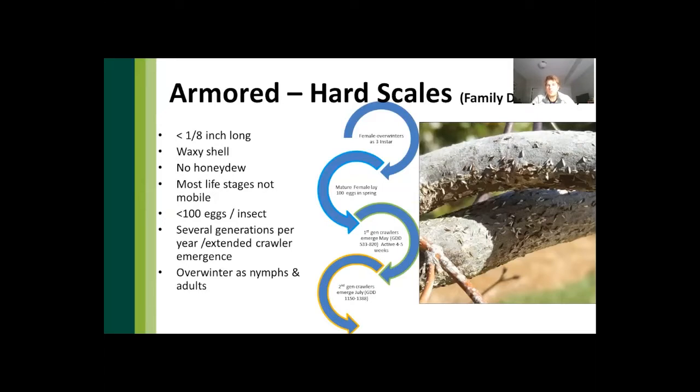But most life stages, they're not mobile, so they aren't moving as much. And you'll also notice they don't lay as many eggs typically per female. But because they often can do multiple generations, that's where you can have some of these armored scale populations really expand and become out of control quite quickly.